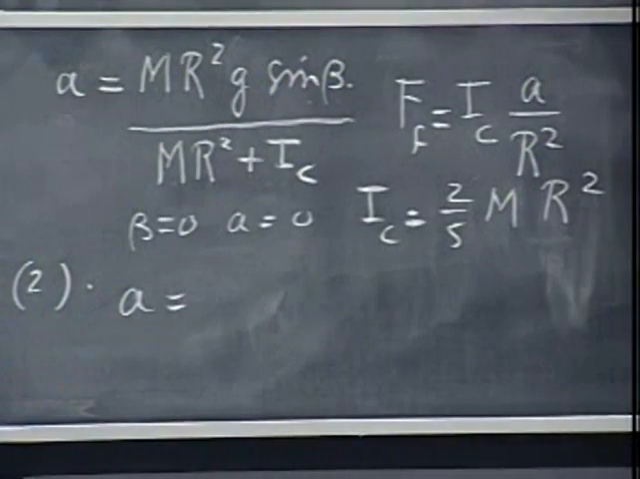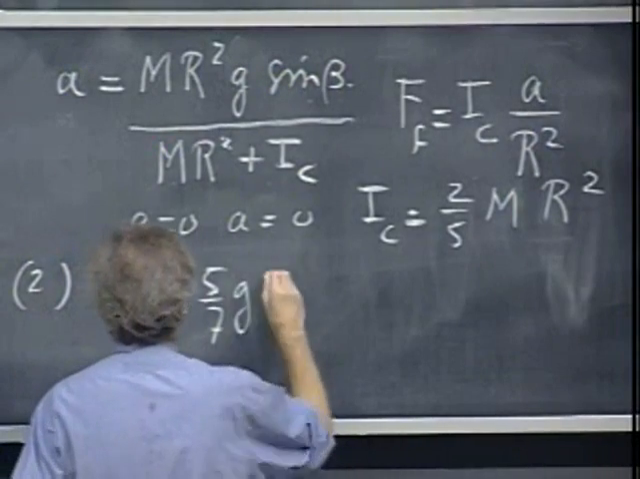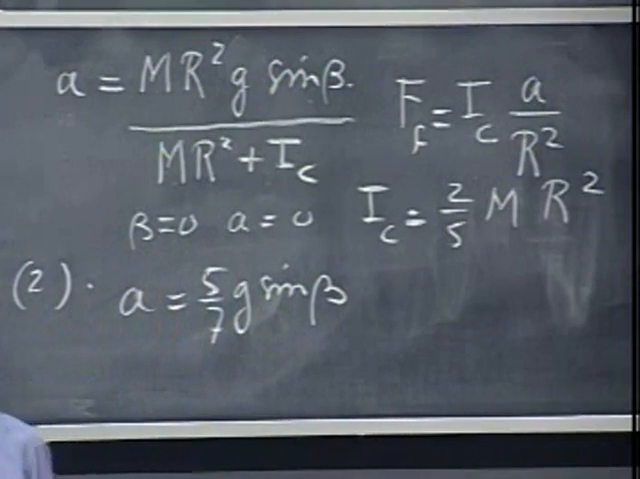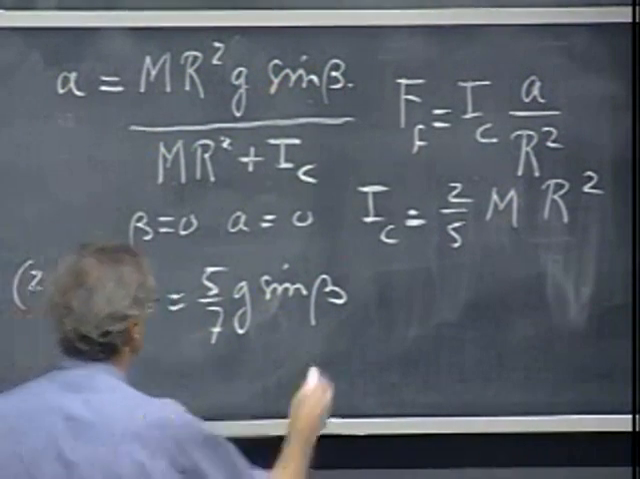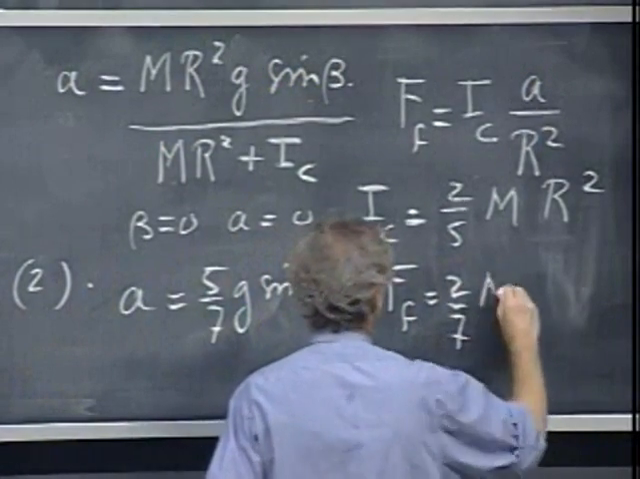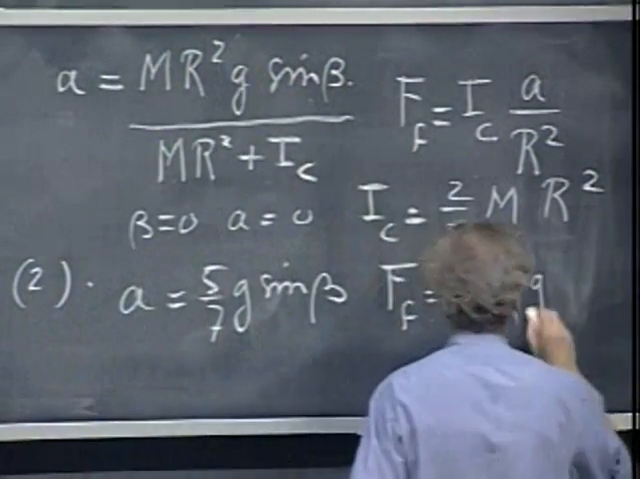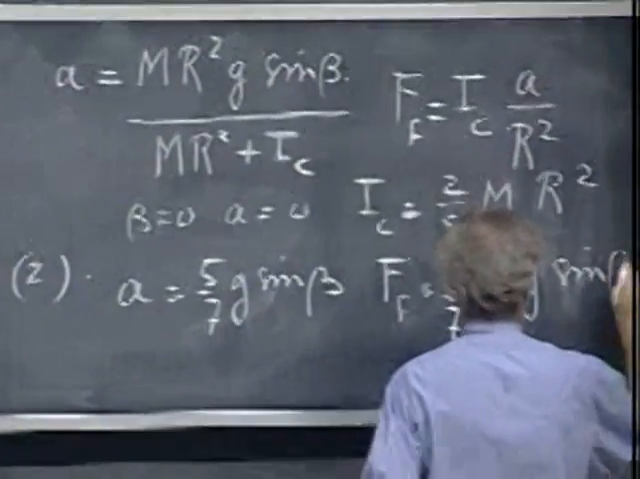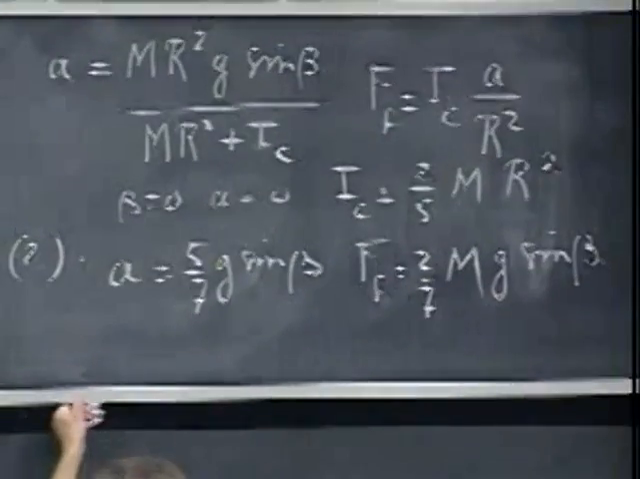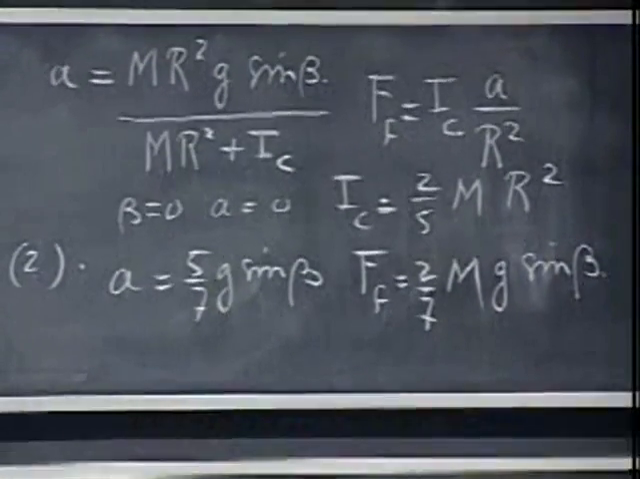If I substitute that in here, I'll find that the acceleration under the conditions of pure roll is 5/7 g times the sine of beta. And I find that the frictional force, F of F, equals 2/7, I believe, times mg sine beta. Indeed. These are the results by substituting the moment of inertia in there. Let's look at these results a little closer.